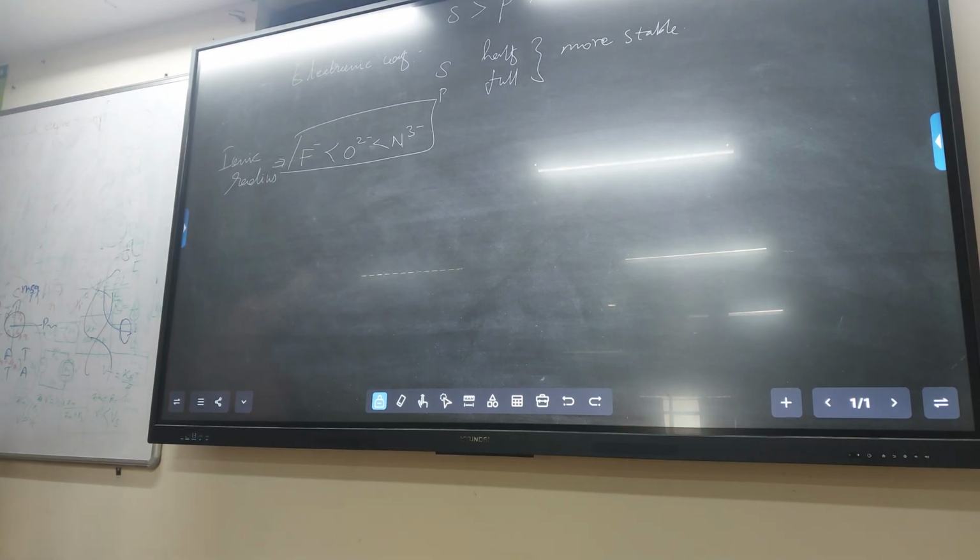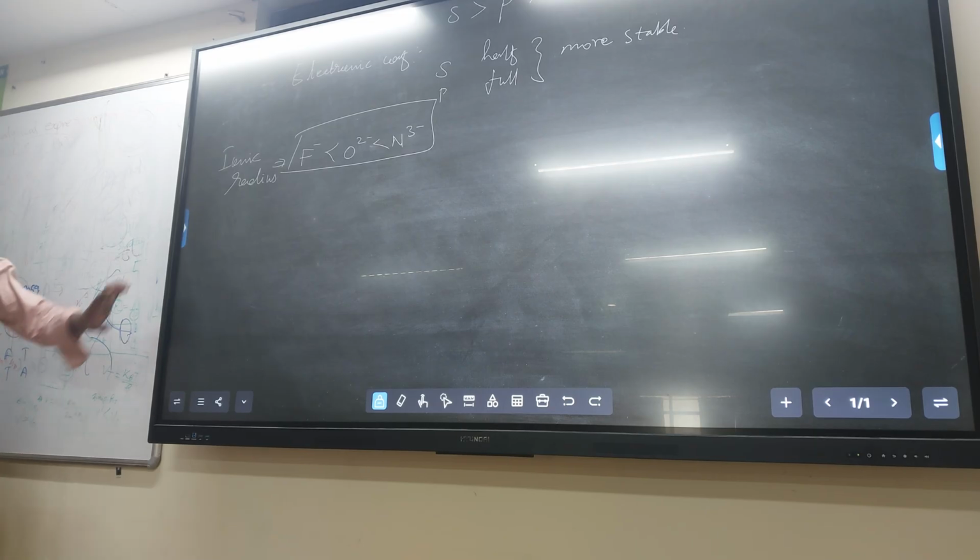I already explained for the anionic species, the radius is directly proportional to the charge. If more charge, more radius. In the cationic species, the charge is inversely proportional to the size. More charge means less size. So this is the anionic species: which one has more charge, more radius? That's it. Now we come to the next.